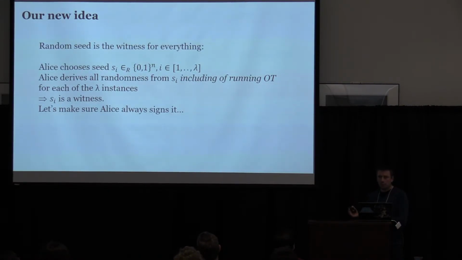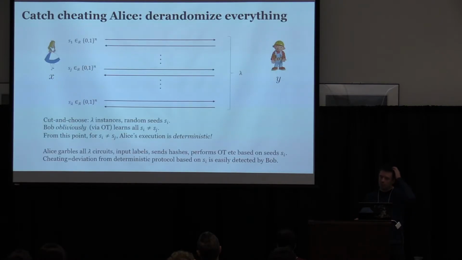So now we're back to the requirement that I wanted before: we want to make sure that Alice always signs that Si. That's where we're always stuck. It always comes back to it. How do we make sure that Alice signs it? I'm going to describe it in two steps. First, I'm going to explain how we catch a cheating Alice, and then how we can prove a cheating Alice.